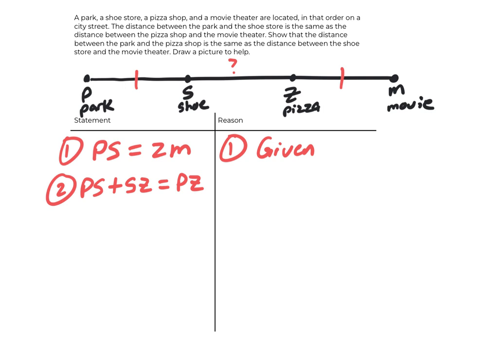The same can be true for the other ones, right? If I did from the shoe store to the movie theater, what would that look like? How would I write that out? SZ plus ZM equals SM, okay? And I'm going to write that like that.